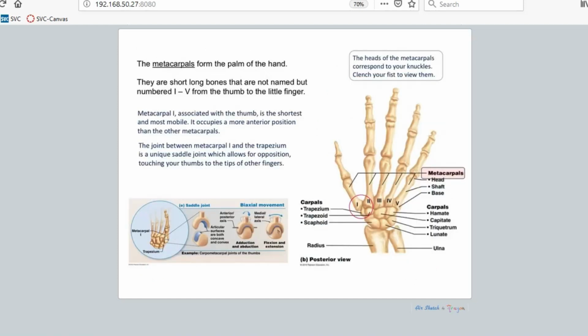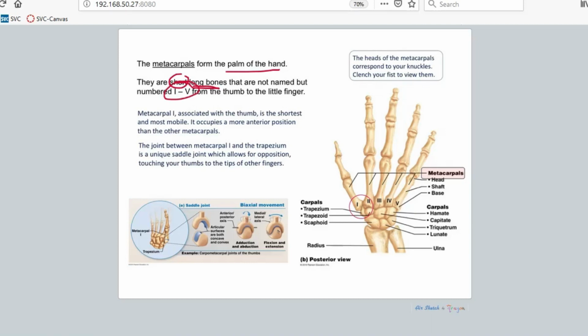Okay, and now onto the metacarpals. The metacarpals form the palm of the hand, and these are long bones. They're short, but they're considered long bones. And these aren't named, but they're numbered. Okay, they're numbered 1 through 5 using Roman numerals.